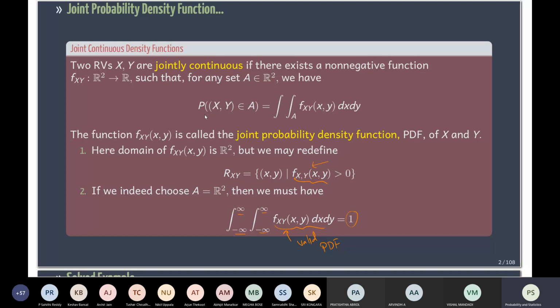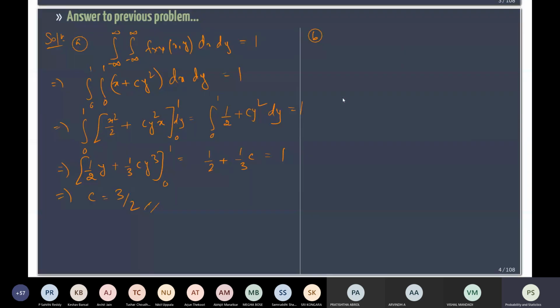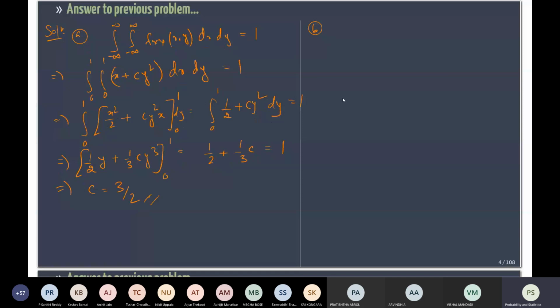Okay, so probability of (x, y) being in A, in our case A is the 0 to half rectangle. So we have to put the limits according to that, and then integrate out. Okay, so that's what we are supposed to do. So let us do it here. To find the probability that 0 less than or equal to x less than or equal to half, and also 0 less than or equal to y less than or equal to half.